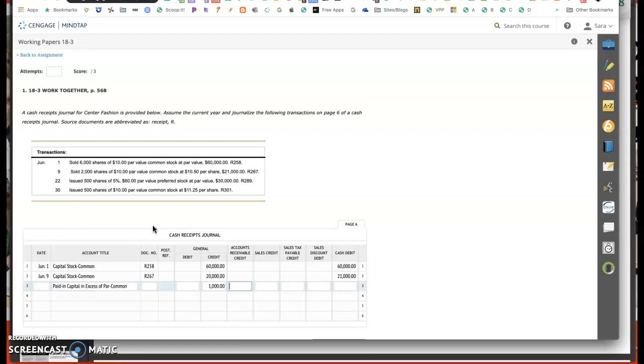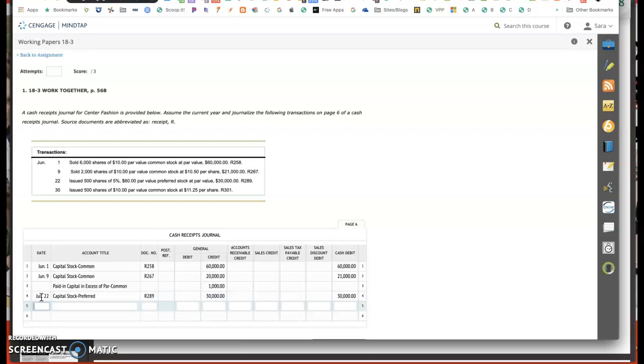Okay, then on June 22nd, we issued 500 shares of 5%, $60 par value preferred stock at a par value of $30,000, R289. So our date is going to be June 22nd. Account title will be capital stock dash preferred. Our document number is R289. And then we just take the amount they give us, 30,000, and the general credit and cash debit.